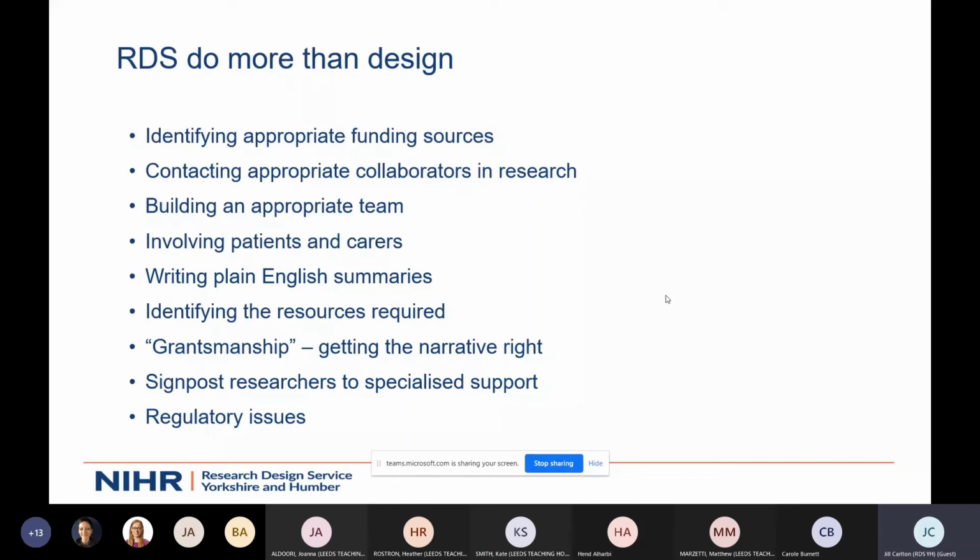RDS advisors are a real mix of people in terms of their professional background. So we've got health economists, systematic reviewers, information resource specialists, trialists, statisticians, economic modellers, a whole host of people, and we can signpost you to the most appropriate RDS advisor for the sort of help that you might need. And we can also flag up some potential regulatory issues that may be associated with some projects as well.